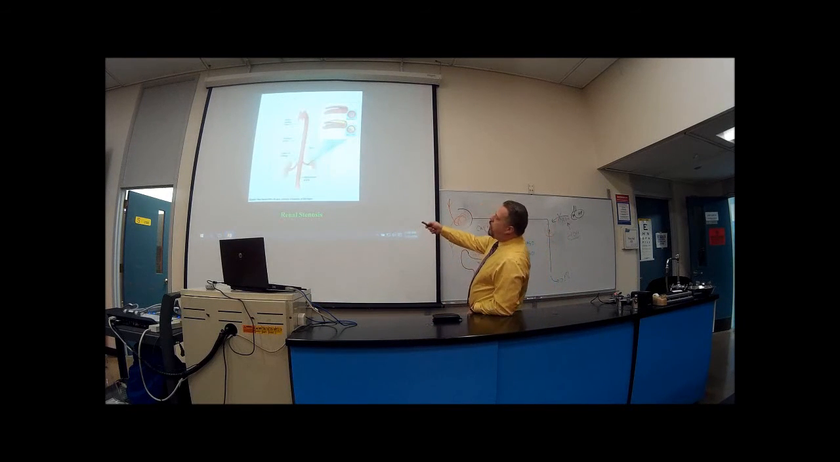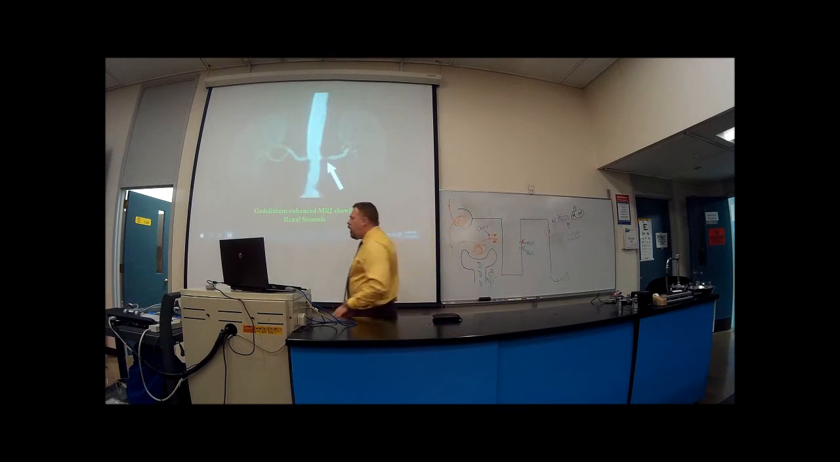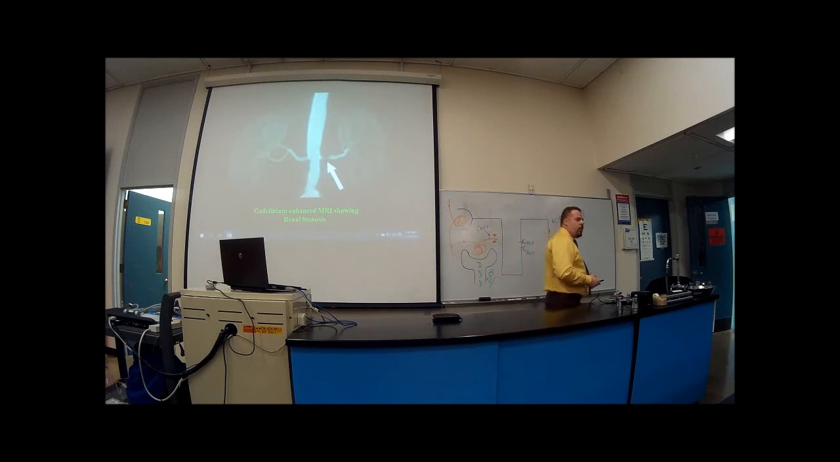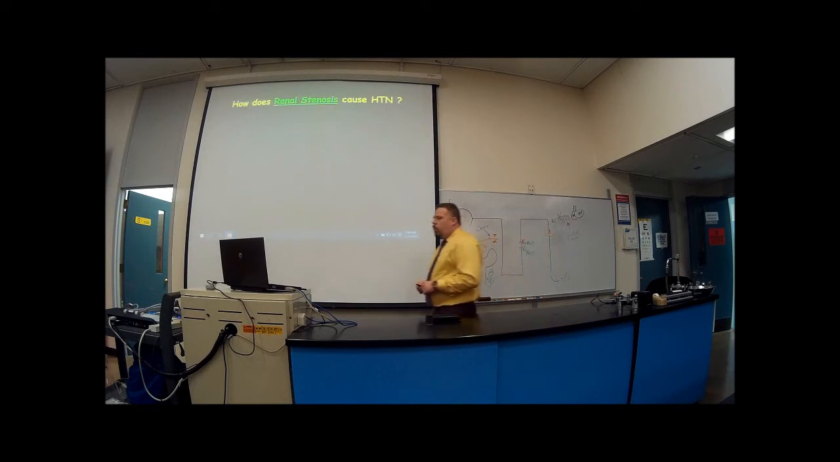First off, to show you in this picture, you get a close-up of the renal artery, and you have this atherosclerotic plaque over here, making this blood vessel have a narrowing there. And you can see it happening on there. When you do radiography, you'll see those kinds of things. Okay? So, how does renal stenosis cause hypertension?